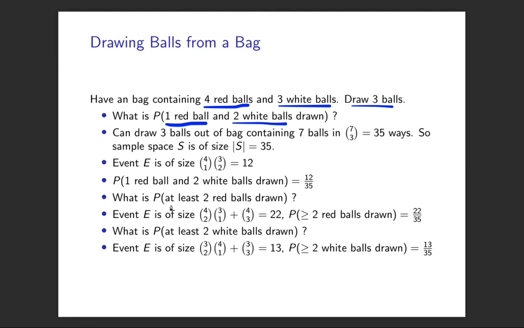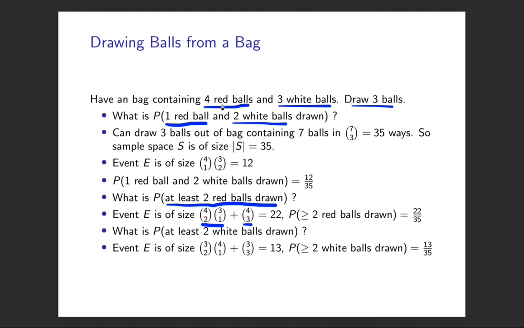Let's try another example. What's the probability at least 2 red balls are drawn? So what's the event there? That means that we drew 2 or 3 red balls, because we were drawing 3 balls, right? And at least 2 were red. So we can count the probability that we drew 2 red balls and the probability that we drew 3 red balls.